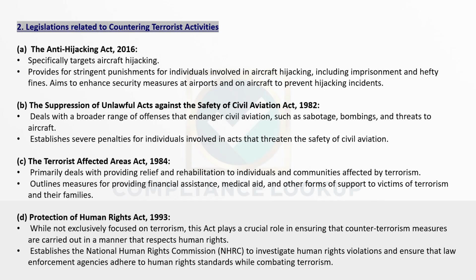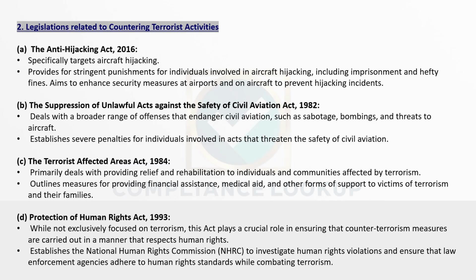2. The Suppression of Unlawful Acts Against the Safety of Civil Aviation Act 1982. This law covers a broader range of crimes that threaten the safety of civil aviation, such as bombings, sabotage, or any threats against airplanes. Its key provisions are: first, stringent penalties for anyone involved in sabotage or placing bombs in airports or airplanes. Second, severe punishments for issuing threats to civil aviation or disrupting air travel in any way.